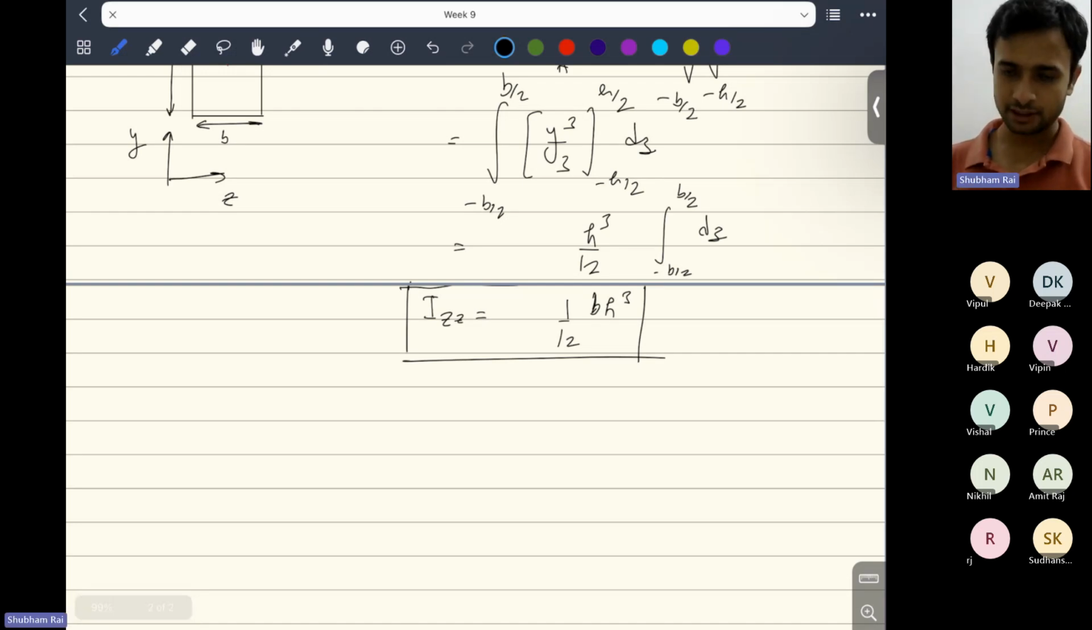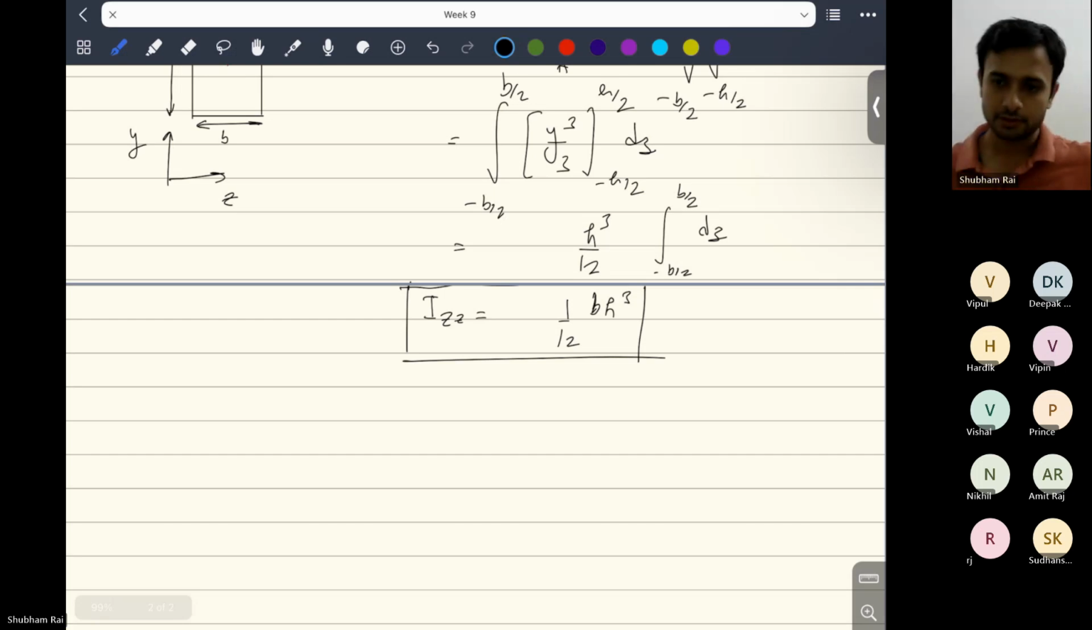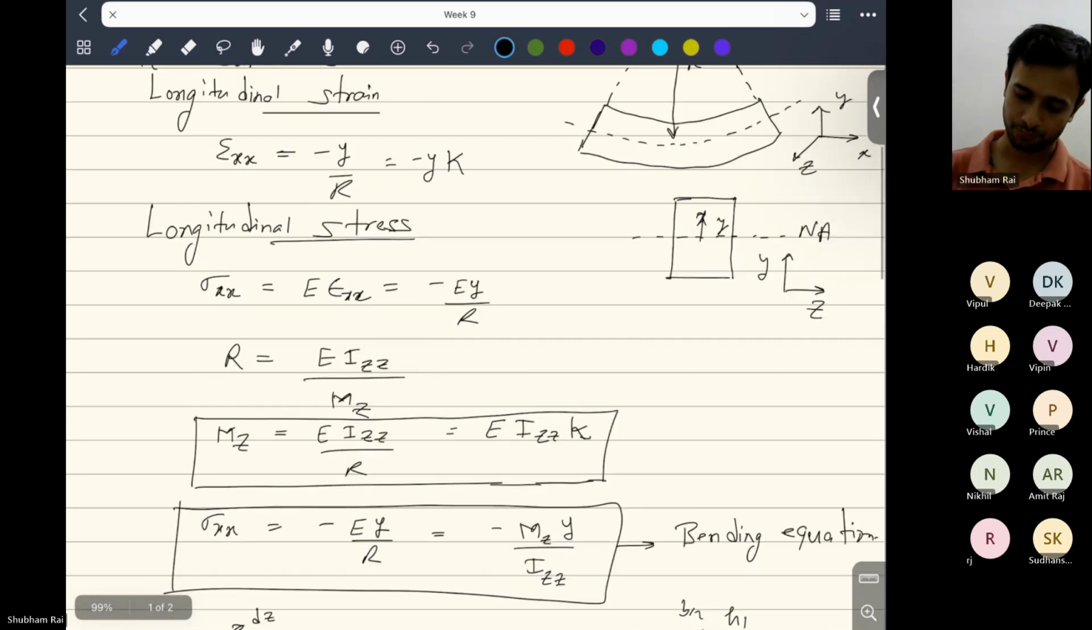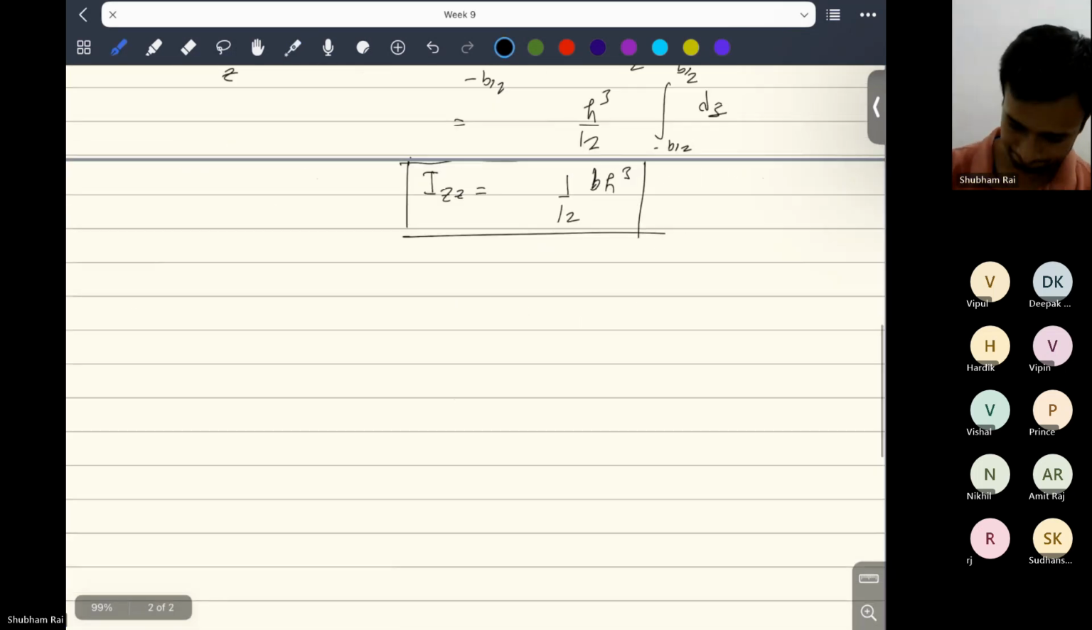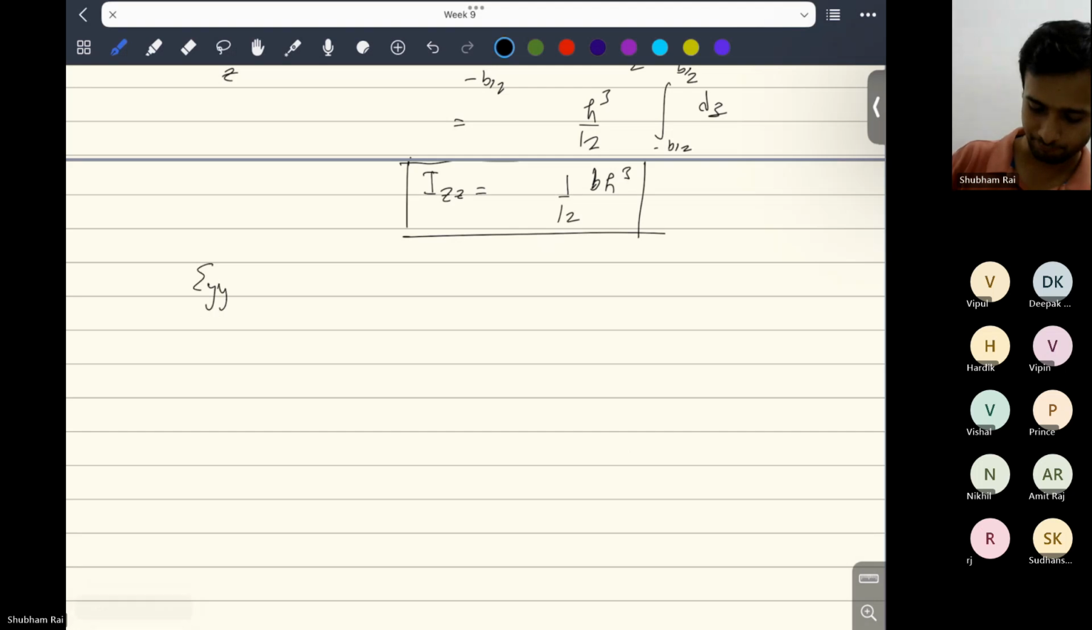Now let's try to find out the expression for epsilon yy. Epsilon xx we have already found out, and we have a constraint in the y direction that we need to find. So epsilon xx was minus y by R. Now epsilon yy will be 1 over E times sigma yy minus mu times sigma xx plus sigma zz.